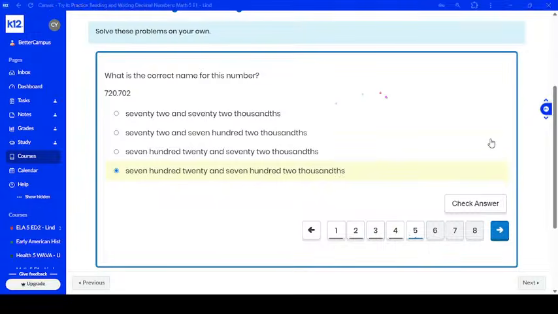A? You think the answer is A? Okay, you think the answer is B? Remember what I said. Whatever I'm on does not mean that's automatically the correct answer.